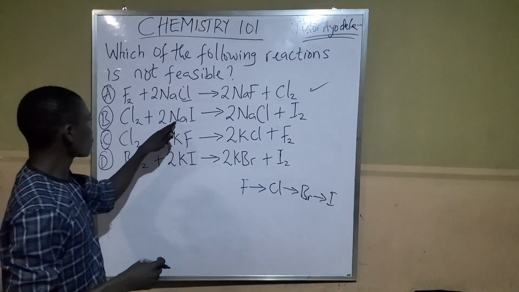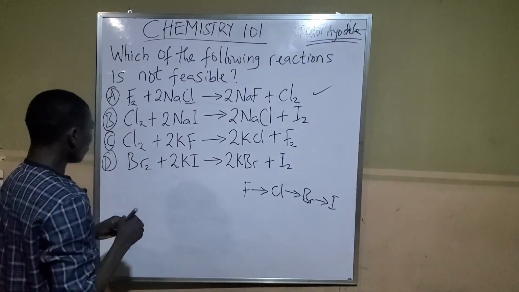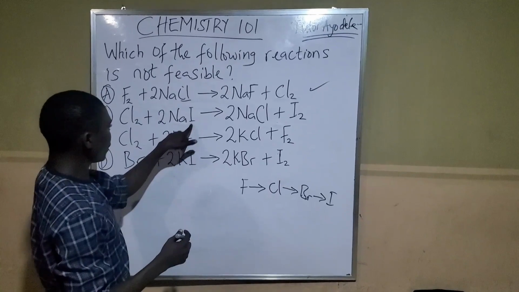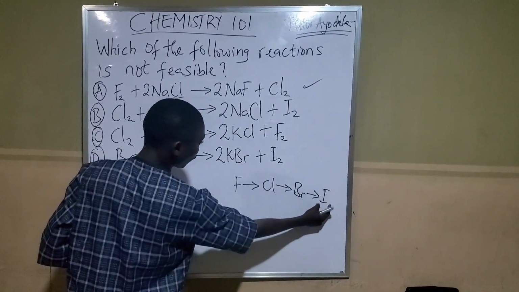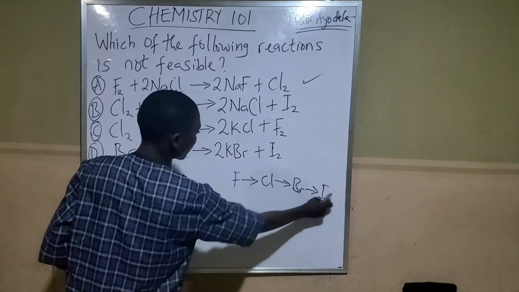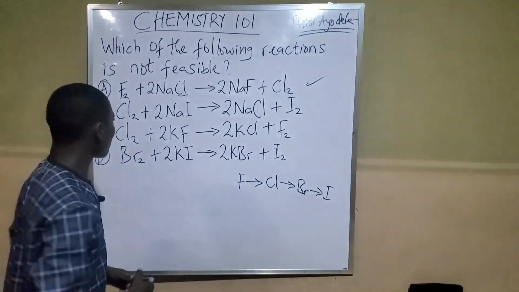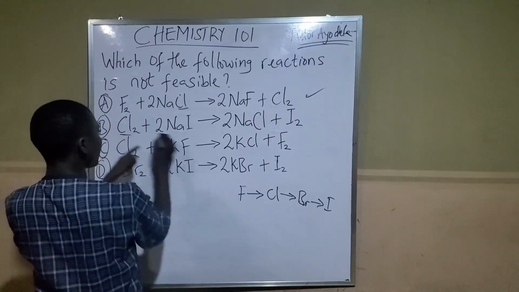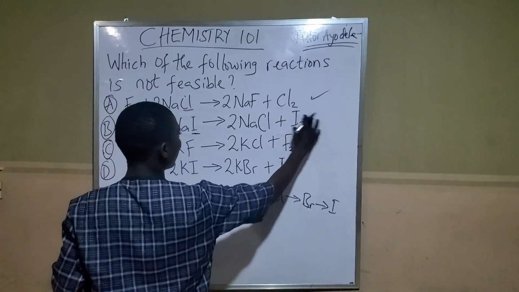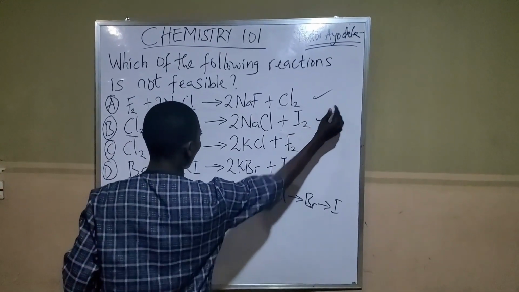Chlorine reacting with sodium iodide. Yes, chlorine has access to send away iodine. As I've said, chlorine is more powerful than bromine, and it's more powerful than iodine. So it has access to send away iodine anywhere it comes across iodine. So this reaction will occur: this chlorine replaces this iodine, displacing iodine away. This reaction can also occur.